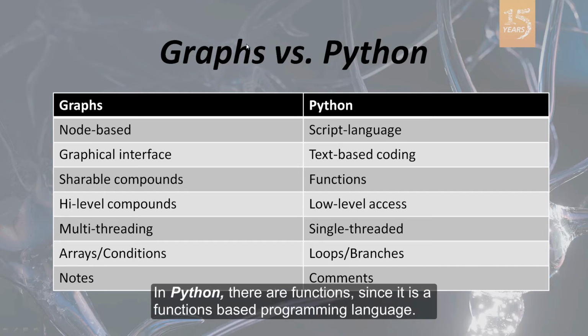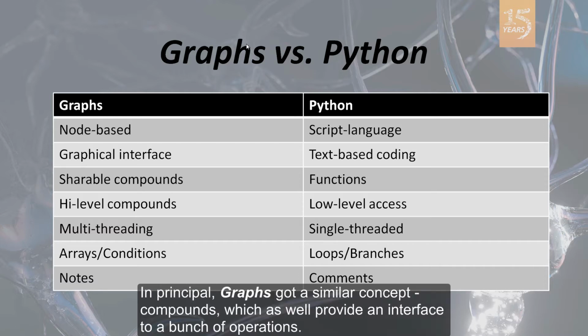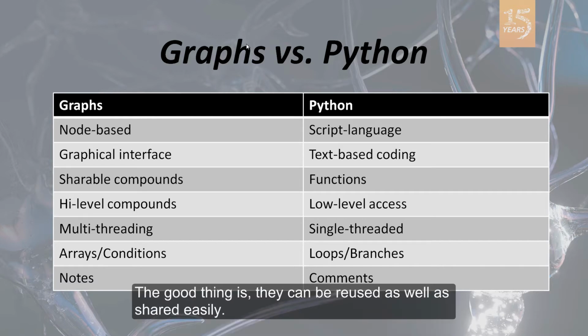Well, we know in Python there are functions. It's a functions-based programming language. In graphs we got a similar concept. We got compounds, which also provide an interface to a bunch of operations, and the good thing is that they can be shared and reused at will.